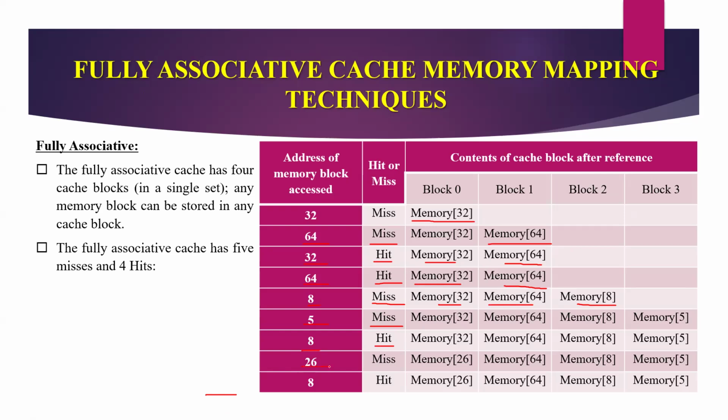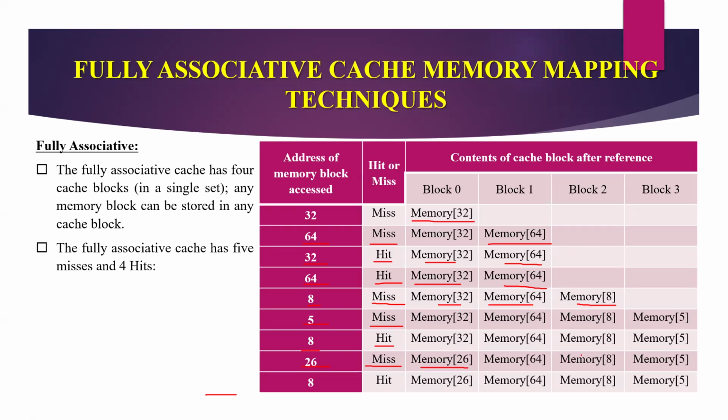Now 26. It is not available. So where do we store 26? In the least recently used block, which is 32. So instead of 32, you store memory 26. Block 1 has memory address 64, block 2 has memory address 8, and block 3 has memory address 5.